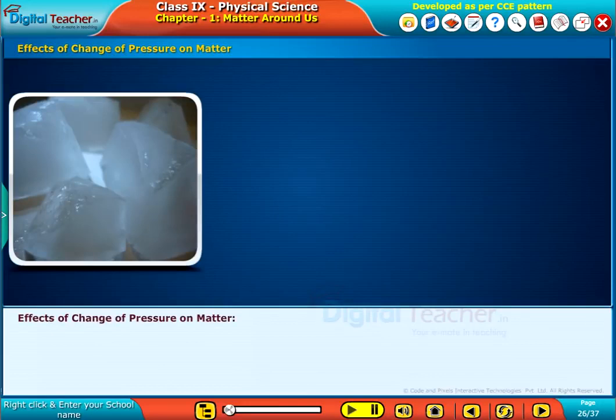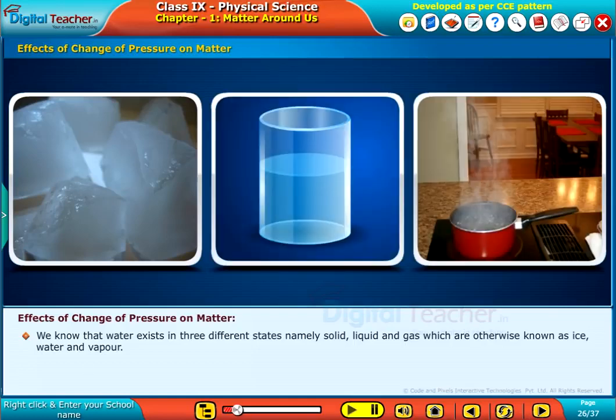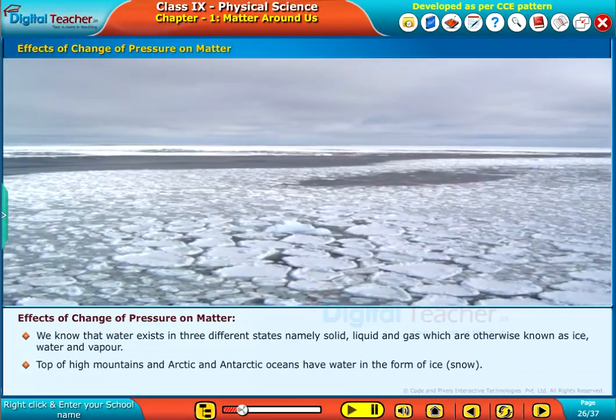Effects of change of pressure on matter. We know that water exists in 3 different states, namely solid, liquid, and gas, which are otherwise known as ice, water, and vapor. Top of high mountains and Arctic and Antarctic oceans have water in the form of ice, that is, snow.